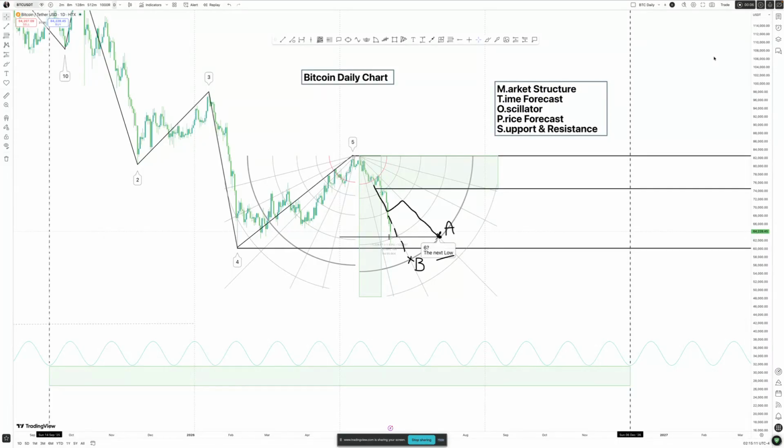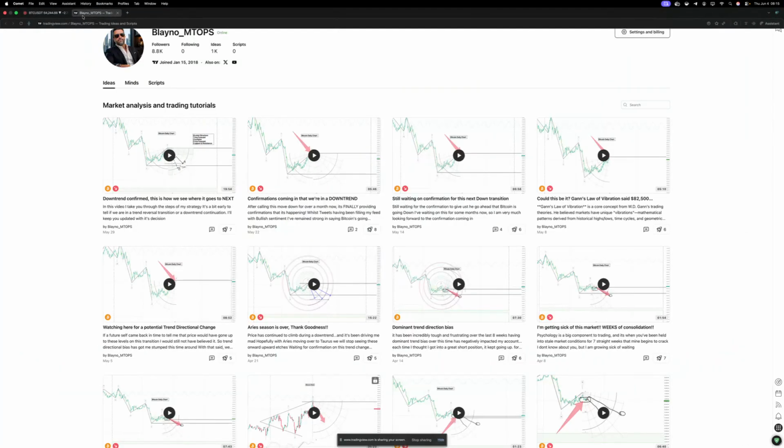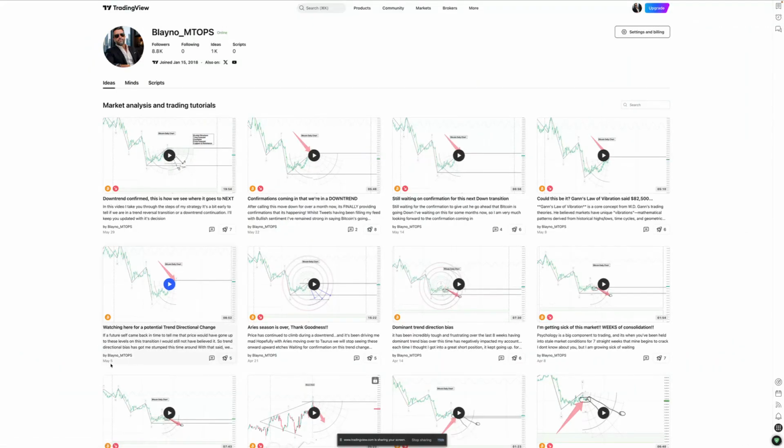So, just to get you up to speed with the movements of Bitcoin, I just want to first revisit what was said earlier on, I think at the beginning of last month. So, I just want to go to the profile on the 5th of May. We were looking for a potential trend directional change. So that's about 30 days ago. Then on the 8th of May, I was looking to see whether or not Gann's law of vibration was going to be what rejected the price downward.